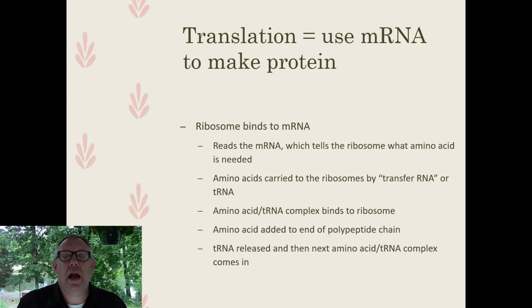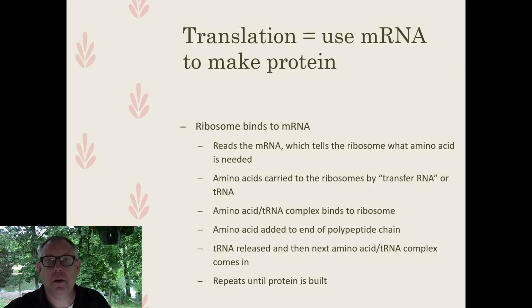Once that tRNA has given up its amino acid, then it gets released. And that tRNA is going to go and eventually find another amino acid and do it again. But while that's happening, the next tRNA with amino acid comes in, and then it's released. Then the next one comes in and it's released. And so just amino acid by amino acid, you build that polypeptide. You keep doing that until you've got the whole polypeptide or the whole protein.